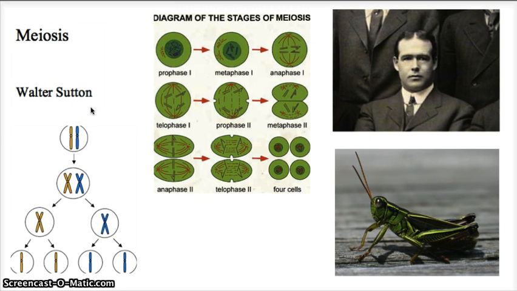He was studying, of all things, grasshopper reproduction. Now, what Sutton discovered was something strange about the sperm and the egg cells, the sex cells. The sperm and the egg cells have half the number of chromosomes as the regular cells. All the other cells in our body have those 23 chromosomes which replicate to form 46. But that's not true for sperm and egg cells.